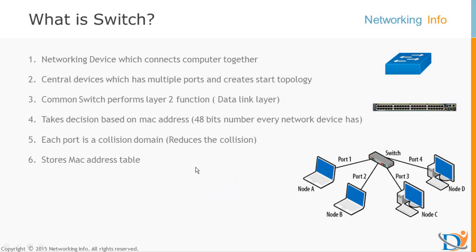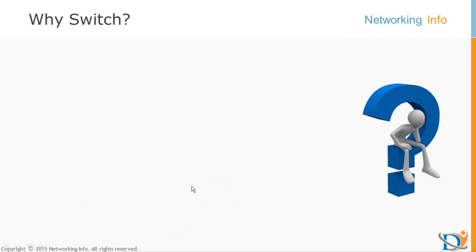Some other things about a switch. A switch has a MAC address table. Every time any device sends a frame to the switch, the switch is going to store the MAC address. That is again an advantage.